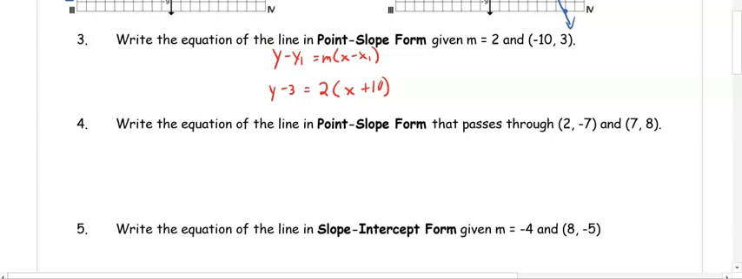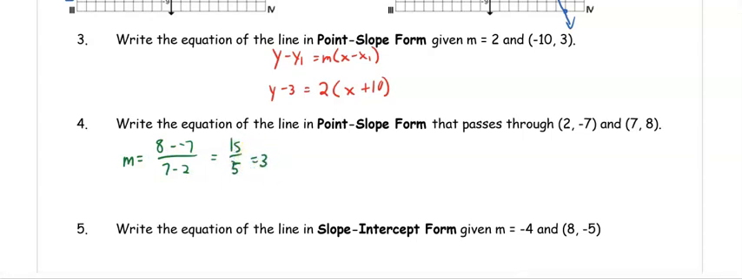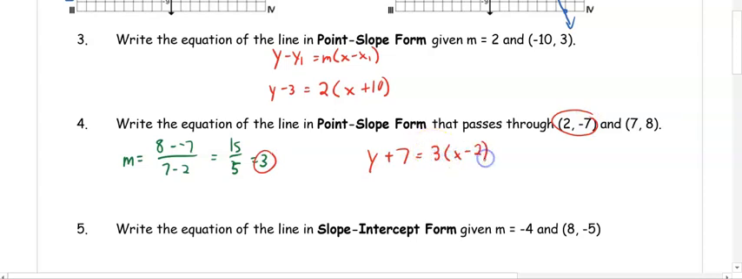Write the equation of the line in point slope form passing through the points (2, -7) and (7, 8). First we need to find our slope, y2 minus y1 over x2 minus x1. That gets us 15 over 5, which reduces to 3. When we're using point slope form, we can pick either point. So I'm going to pick the first point, and using our slope, we have y plus 7 equals 3 times x minus 2.